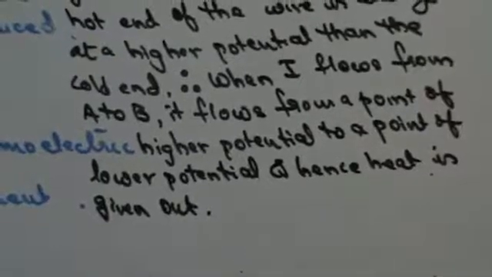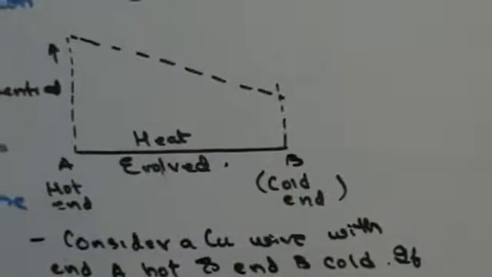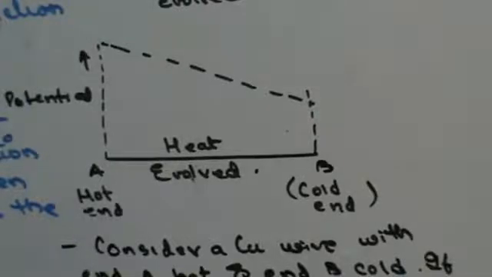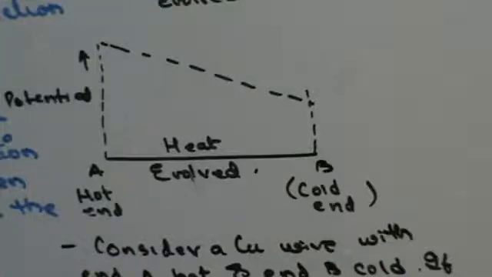So substances that behave like copper are said to have positive Thomson effect. That is, when current flows from higher potential to lower potential, heat energy is evolved, right? Now there are certain substances like iron, cobalt, bismuth, nickel, in which case heat is evolved when current flows from the cold end to the hot end. Here heat is evolved when the current flows from hot to cold. But there are certain other substances where heat is evolved when current flows from the cold end to the hot end. Such substances are said to have negative Thomson coefficient.